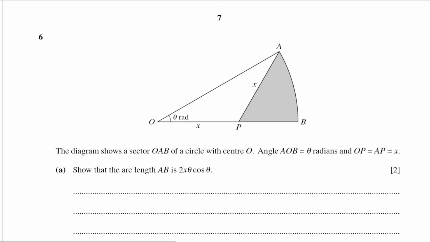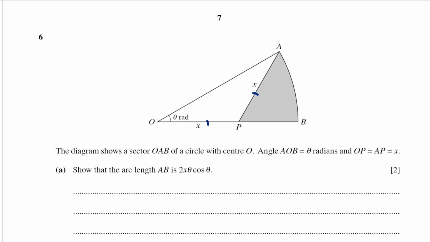Okay, so we are given a sector with a triangle inscribed inside of it. This triangle is isosceles, as we can tell from the x's. Now, one property of isosceles triangles is that the base angles are the same, and so are their sides over here.